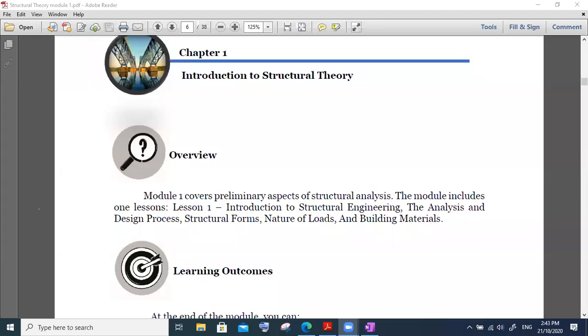Introduction of structural engineering. Since this is just the introduction, wala tayong masyadong computation dito. Mga concepts, basic concepts, mga introduction to structural engineering, the history.